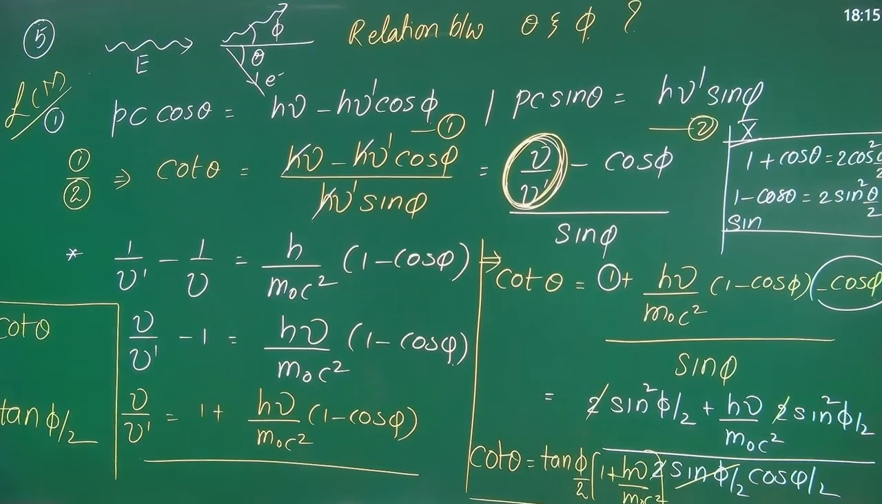Cot theta is infinity for theta value how much? 0. 180, 360 also. Let us see whether the expression is right or wrong. Okay, first write down the expression. The expression is right. We will discuss this.